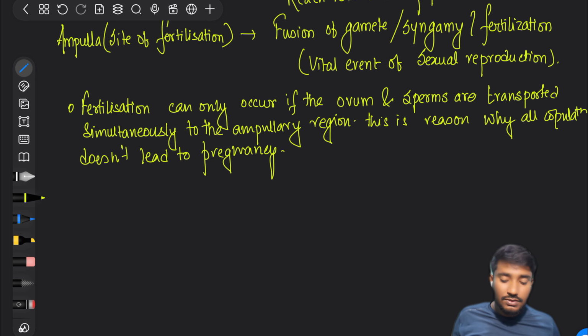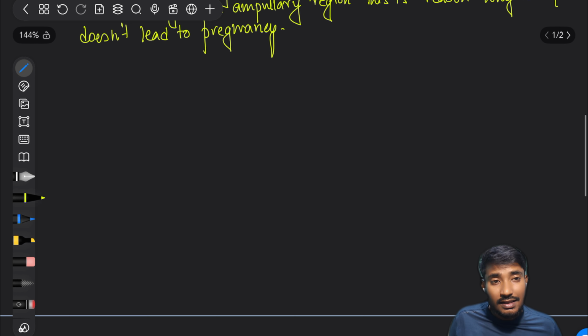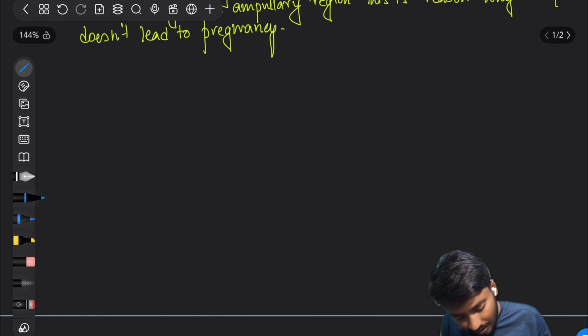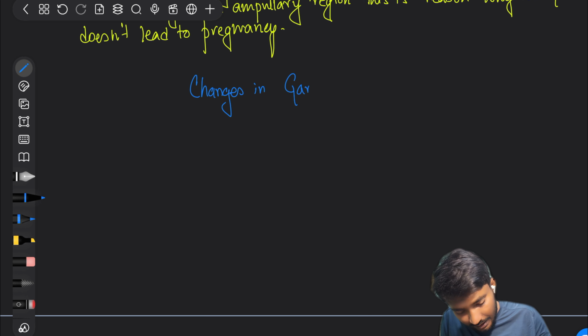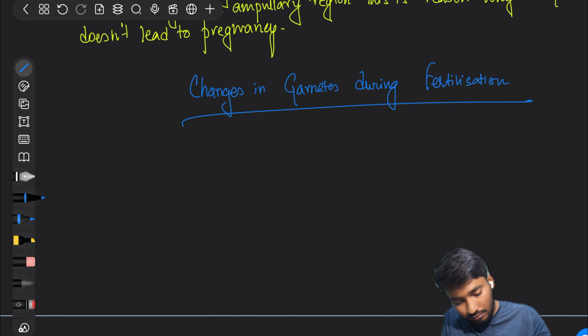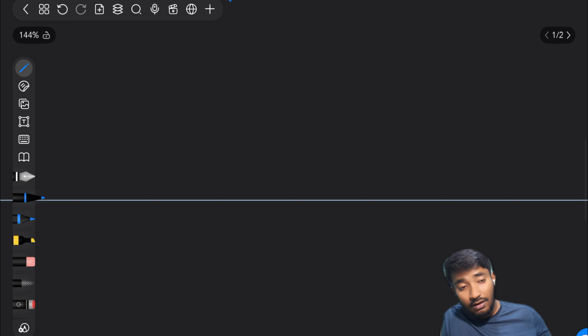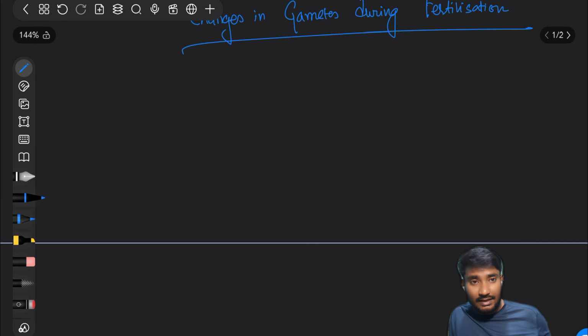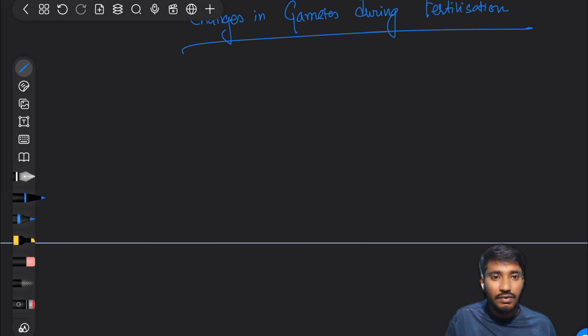Okay, so what changes do we see in the gamete during fertilization? Now give the topic: changes in gametes during fertilization. Okay, changes that we see in the gametes during the fertilization.